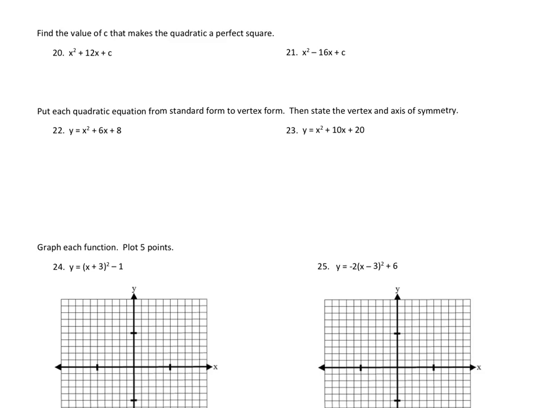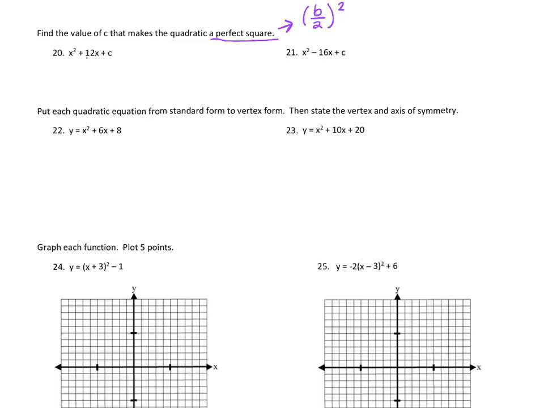For this video, I'm going to go over pages 3 and 4 of the Quadratics review. The first section says find the value of c that would make this a perfect square. A perfect square comes from completing the square, so we're going to use b divided by 2 squared. That's how we find a perfect square.